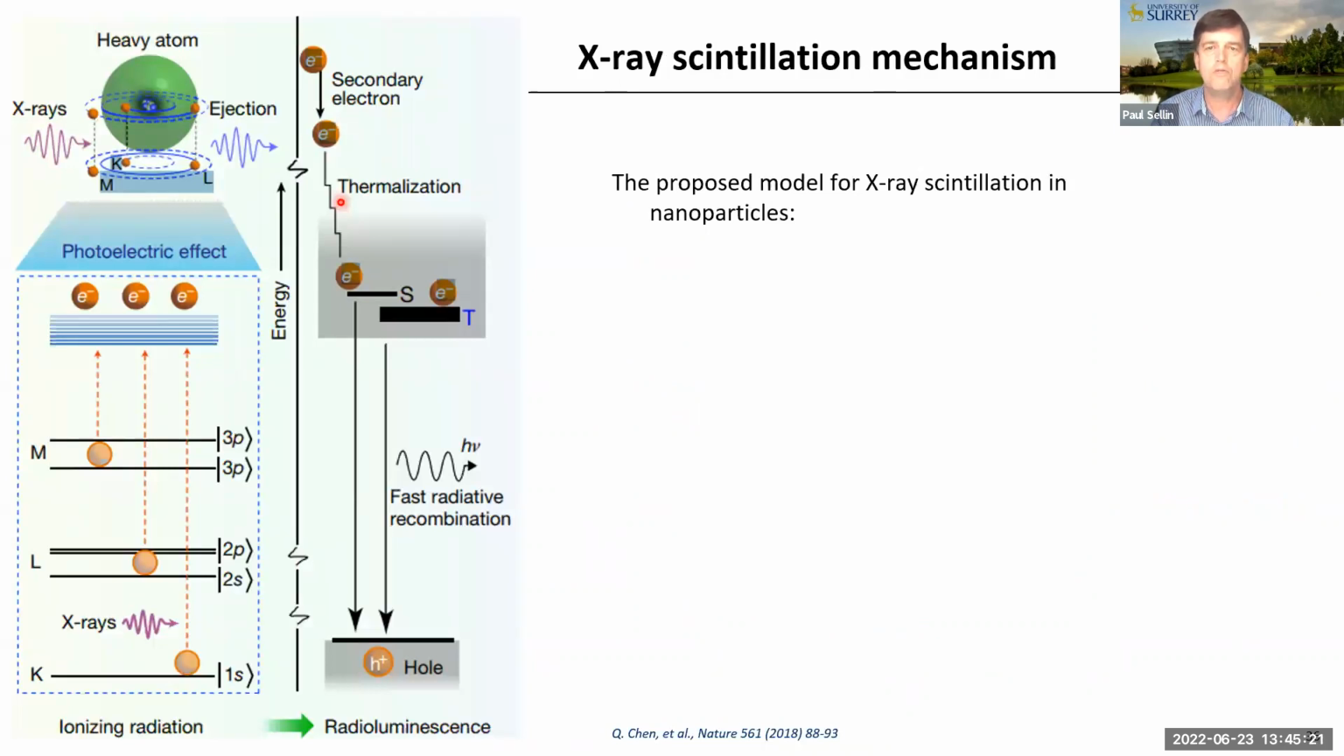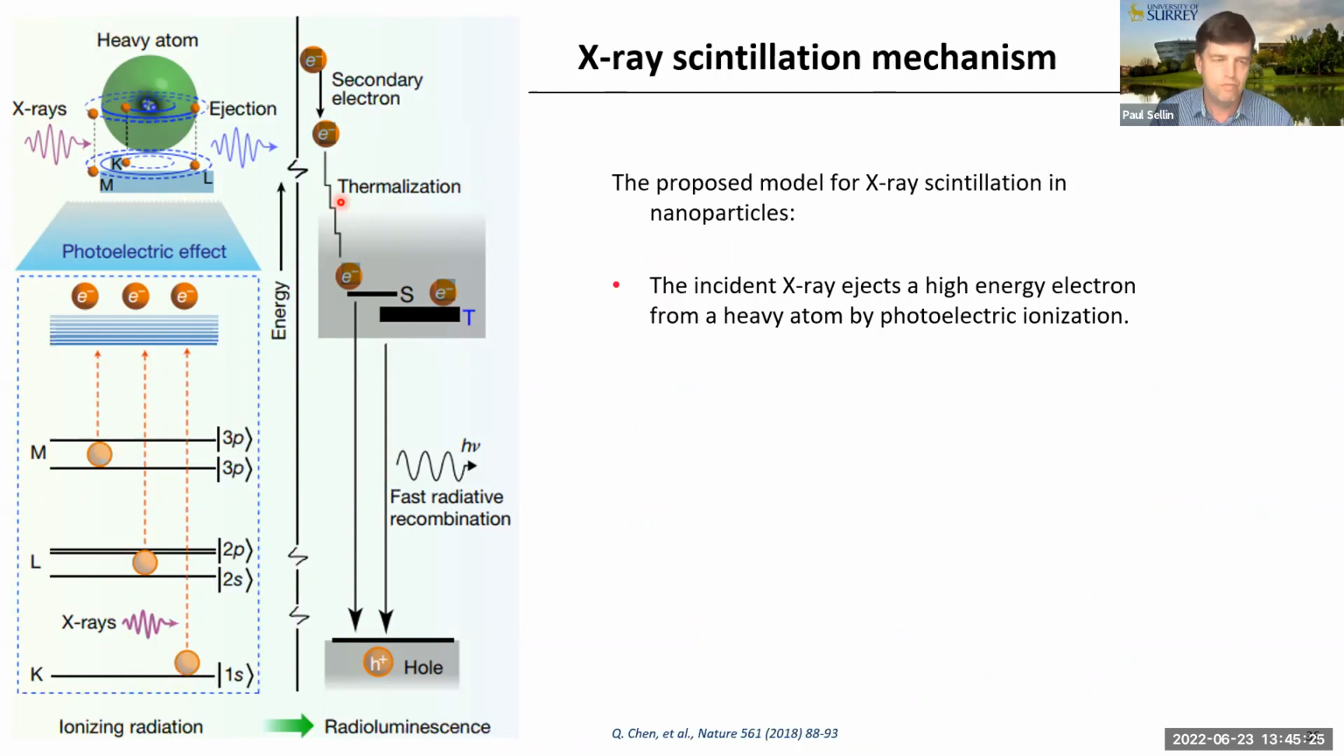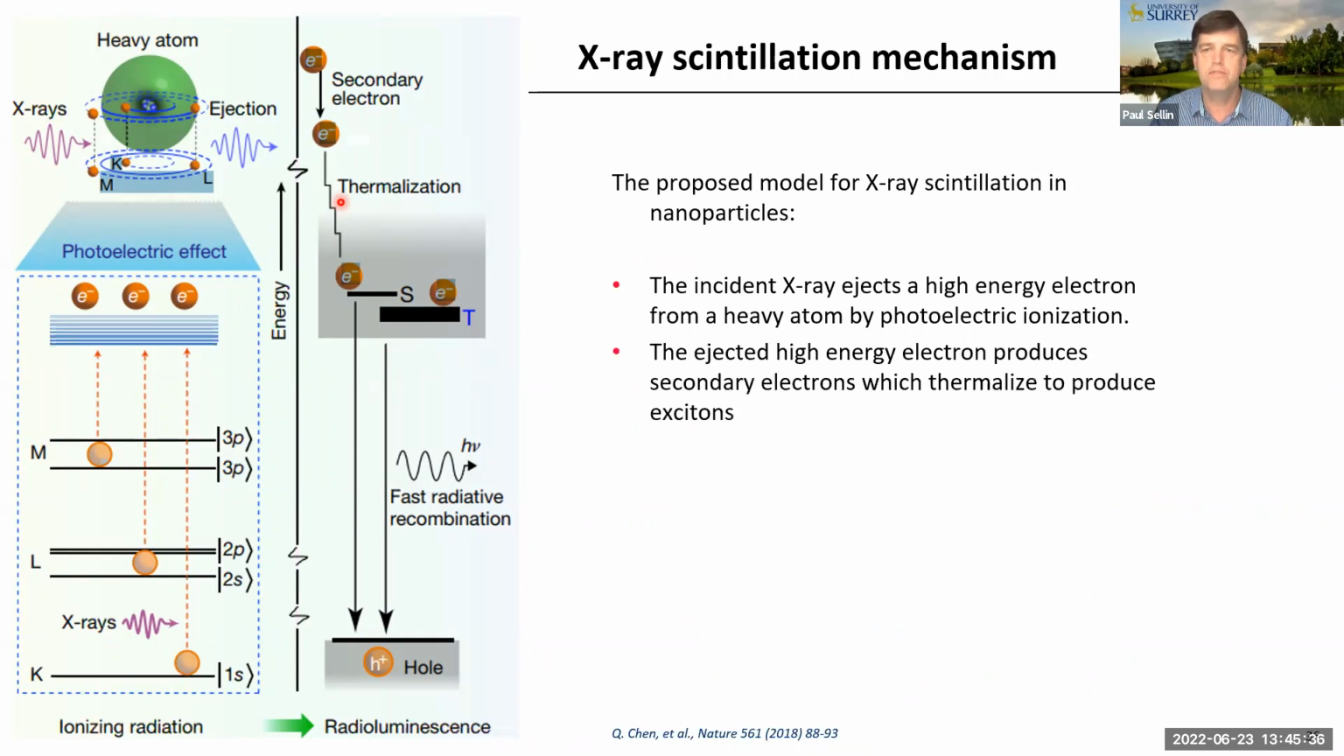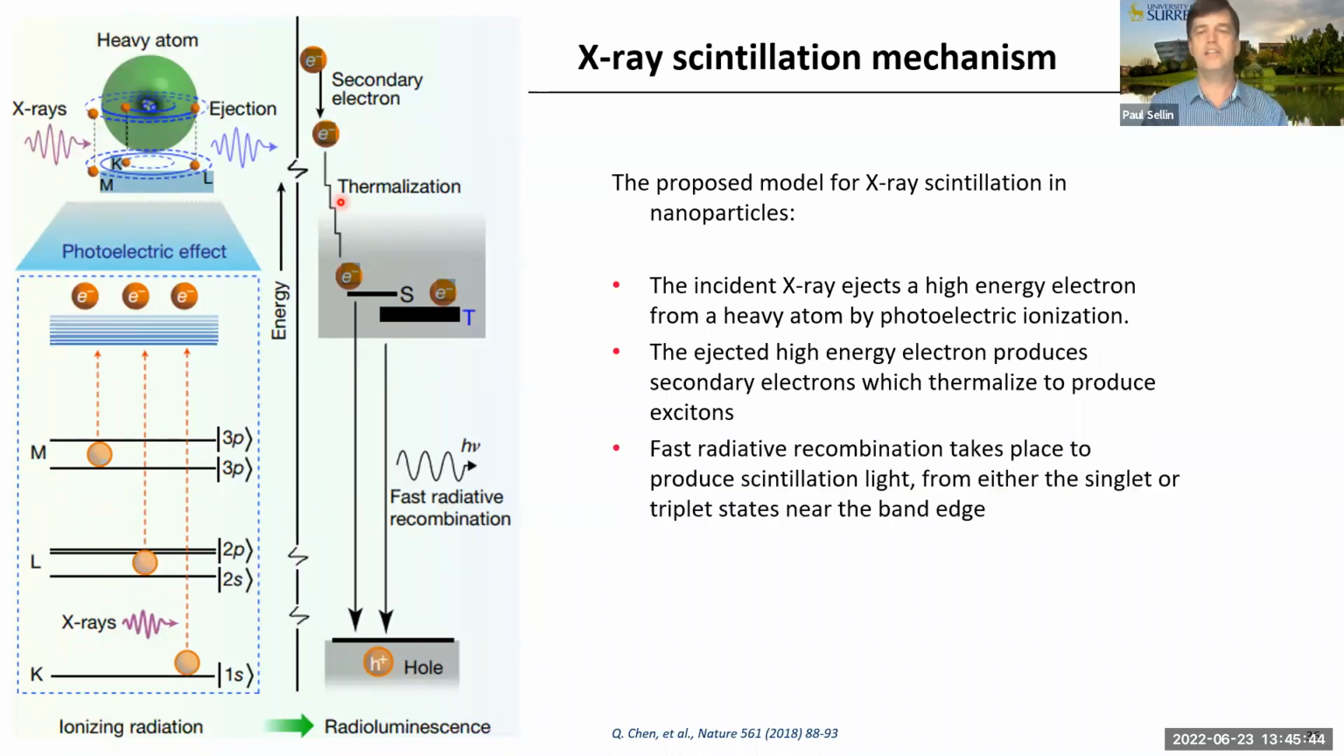The proposed model for X-ray scintillation in nanoparticles is fairly similar to photoluminescence, for example. In this case, the incident X-ray ejects a high energy electron by photoelectric ionization, and the secondary electrons are very energetic, and we require them to thermalize through the production of excitons to then produce fast radiative recombination to produce scintillation light.